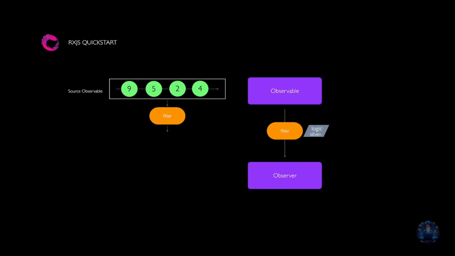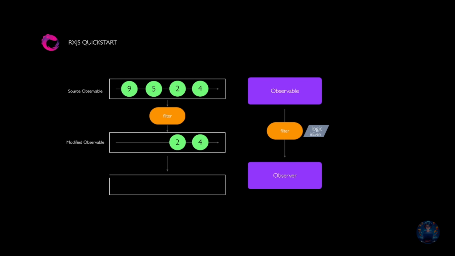This pipeable operator, which is the filter operator, accepts an observable, which is quite evident because the source observable is passed as an input to the filter operator. The filter operator will then apply the logic, that is whether these numbers are even or not, and based on that it will create another observable which will only have those values that satisfy the condition, which in this case are 2 and 4.